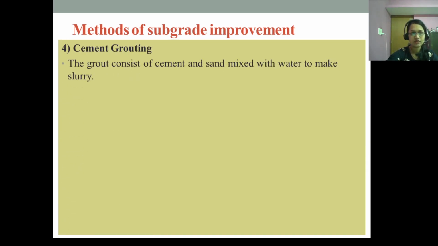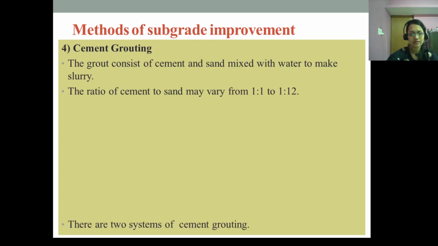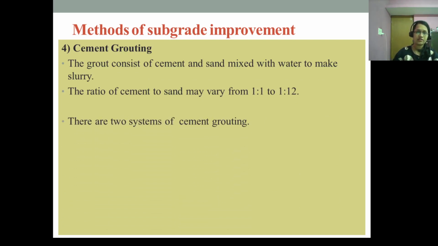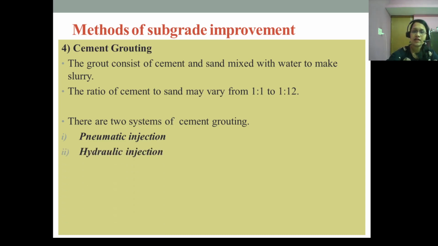The objective of grouting is to stabilize the weak soils. What is grouting? The objective of grouting is to stabilize the weak soils. This is the reason we do grouting. It is used to stabilize and strengthen the entire subgrade. The grout consists of cement and sand mixed with water to make the slurry. The ratio of cement to sand may vary from 1:1 to 1:1:2.